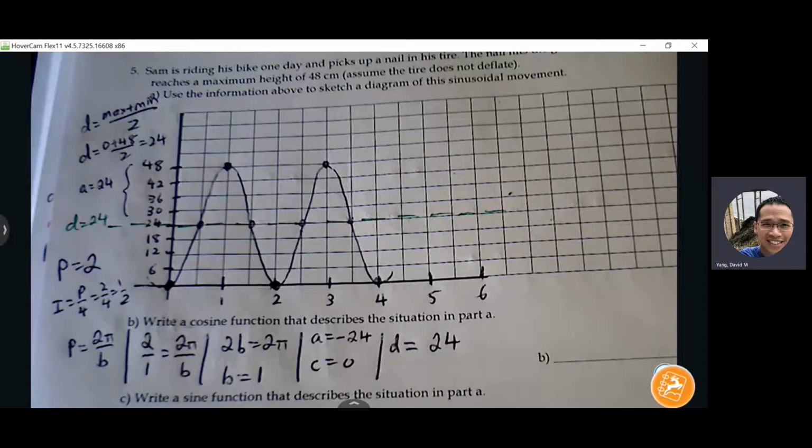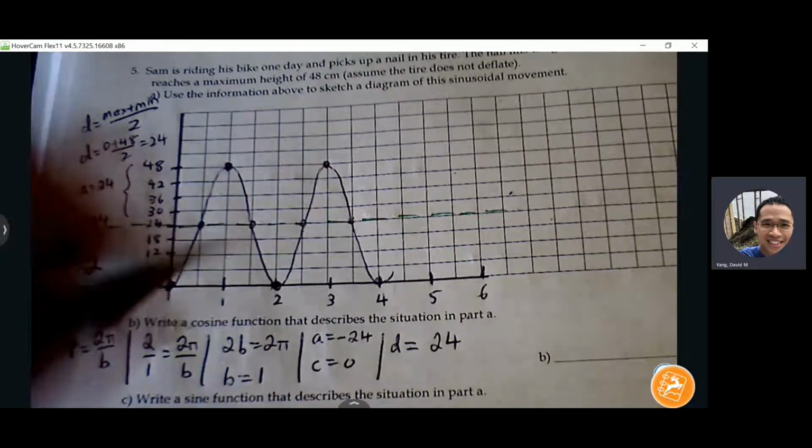Wouldn't B be 5 of? Oh, sorry, you're right. The 2's cancel out, but the pi doesn't go away.